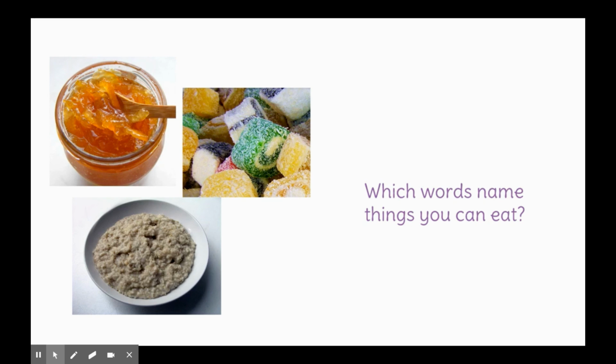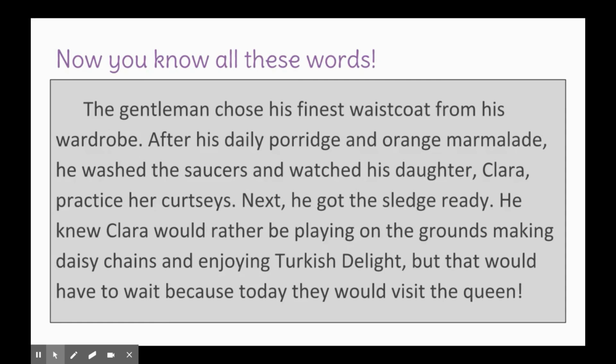You should have circled the words orange marmalade, porridge, and Turkish delight on your handout. Now you know all the words in this short made-up story. The gentleman chose his finest waistcoat from his wardrobe. After his daily porridge and orange marmalade, he washed the saucers and watched his daughter, Clara, practice her curtsies. Next, he got the sledge ready. He knew Clara would rather be playing on the grounds, making daisy chains and enjoying Turkish delight, but that would have to wait because today they would visit the Queen.